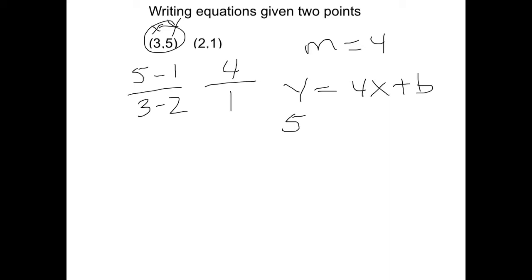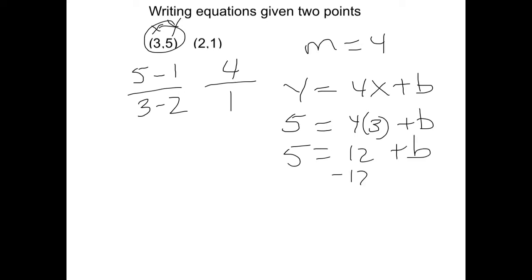So I'm going to substitute 5 in for y and 3 in for x, in which case I'm going to solve for b. So I get 5 equals 12 plus b. And when I subtract 12 from both sides, I get b equals negative 7, which means my final equation is y equals 4x minus 7.